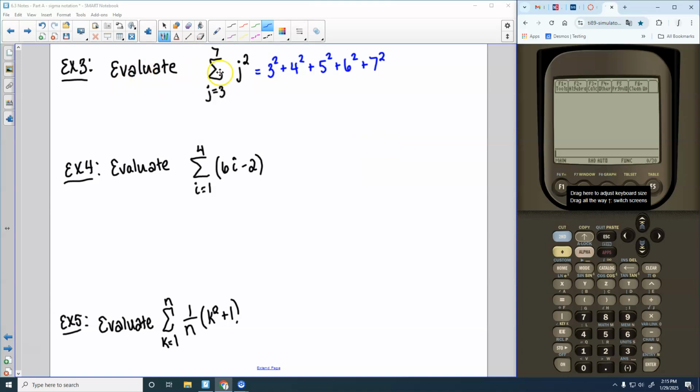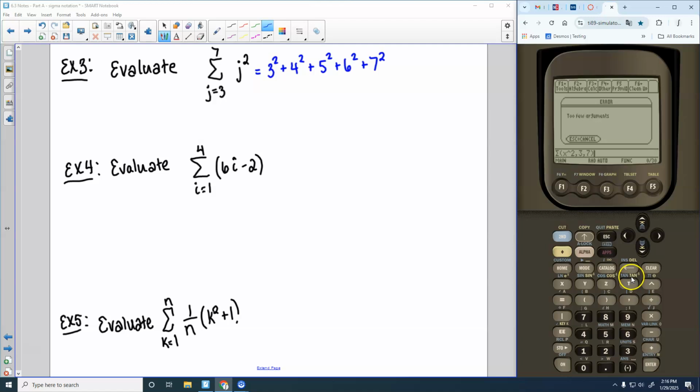If I want to do a summation, obviously I just type this in here, but if I want to do a summation on the calculator, I'm going to do F3, and it's number 4 right here, which says sum, and I hope I've got it right. You're going to put in your formula. I'm going to use an x instead of a j, so x squared, and then comma 3, comma 7, I believe is what you do. Let's make sure that works.